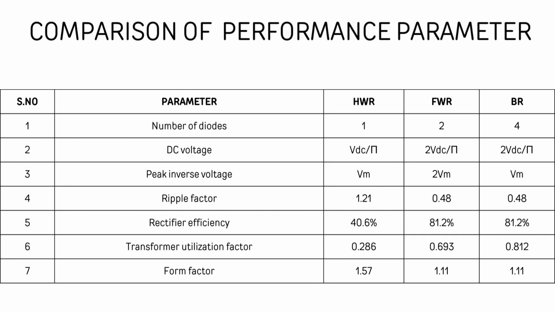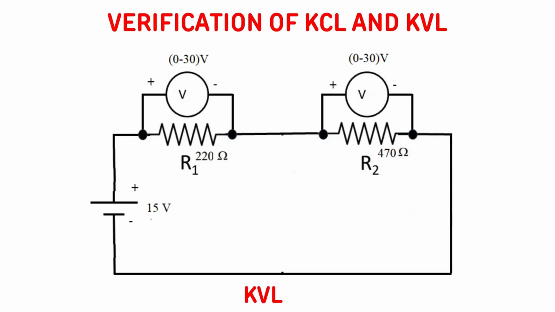Rectifier efficiency is 40.6 in case of half wave rectifier, whereas in case of full wave rectifier and bridge circuit its value is 81.2. Transformer utilization factor for half wave rectifier is 0.286. For full wave rectifier it is 0.693, whereas for bridge circuit it is 0.812. Form factor for half wave rectifier is 1.57, whereas for full wave it is 1.11, and for bridge circuit also it is 1.11.